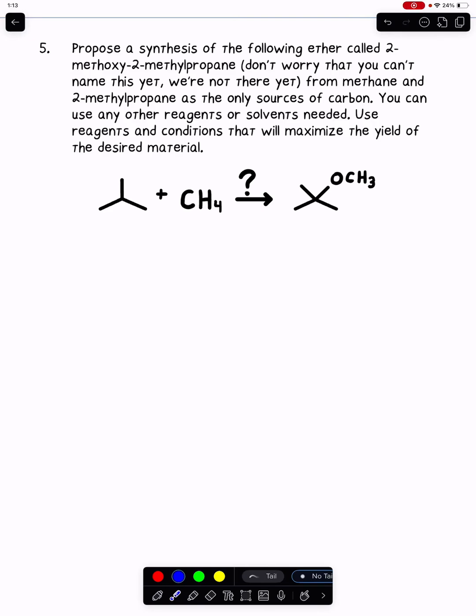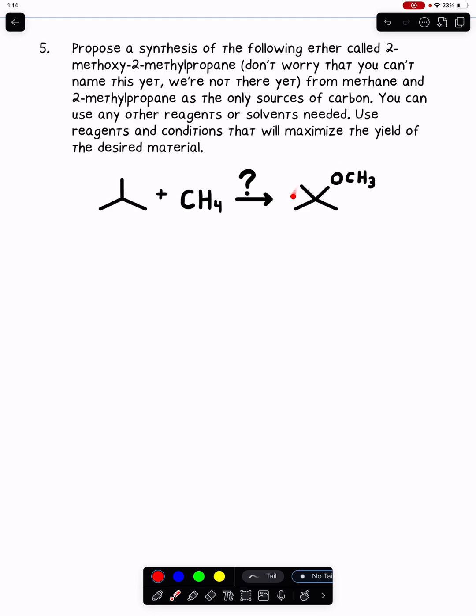In this question, I'm asking you to propose a synthesis of this molecule here called 2-methoxy-2-methylpropane. Don't worry that you do not know how to name that yet. We haven't talked about that in the book yet. We're going to make this product by starting with these two starting materials. So we have methane here, and we have 2-methylpropane, or isobutane, whatever you want to call it.